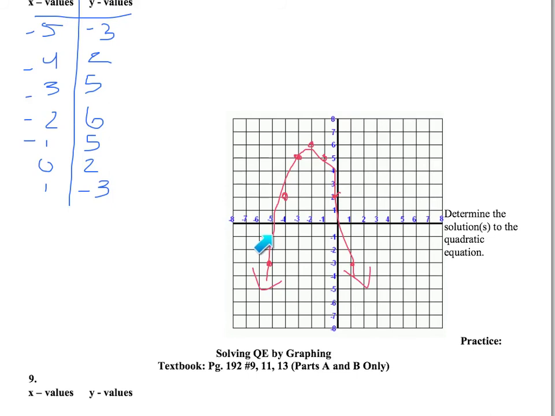And then hit enter. It'll ask for a right bound, so please put it above the x-axis somewhere around where my arrow is now. And hit enter. And then it's going to say guess. And you just hit enter one more time. And at the bottom, it will give you a value. And you should see that the x value is x equals negative about 4.4.